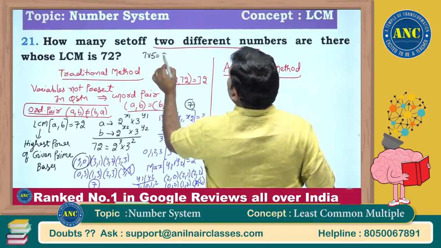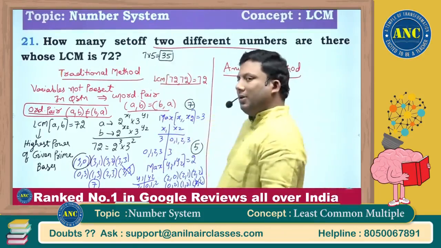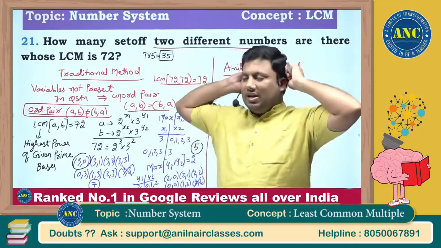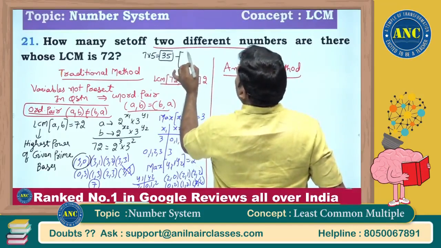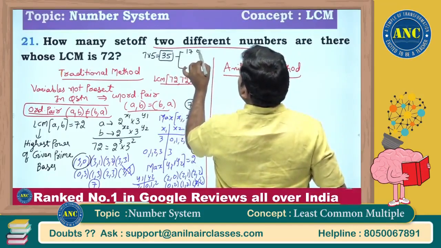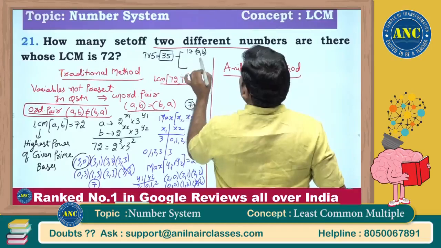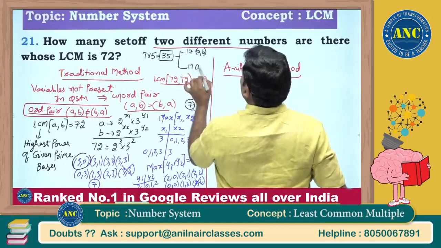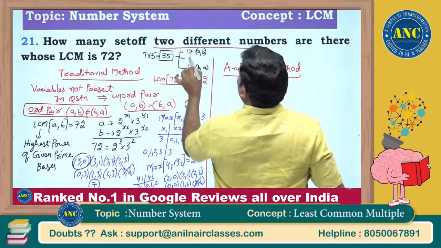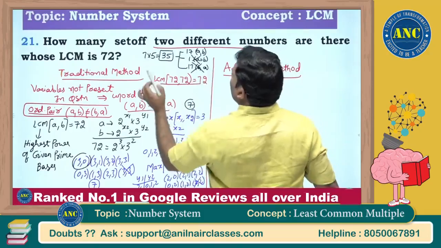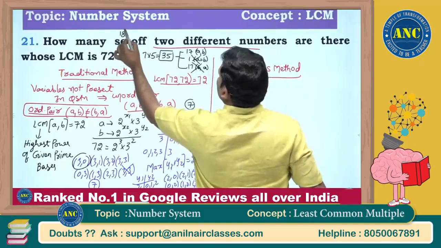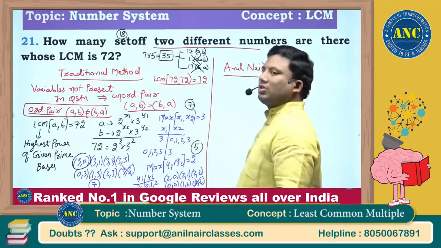How many values A, B can take such that LCM of A, B is 72? The answer is 35. But in this 35, it is an ordered pair. 17 cases will be A into B, 17 cases will be B into A. One case will be A equal to B. This case should not be taken. So the answer for this question is 18.